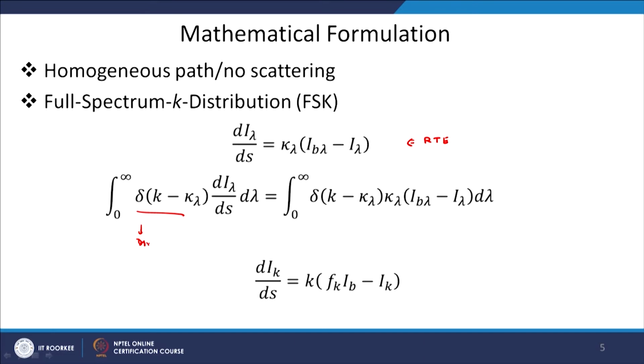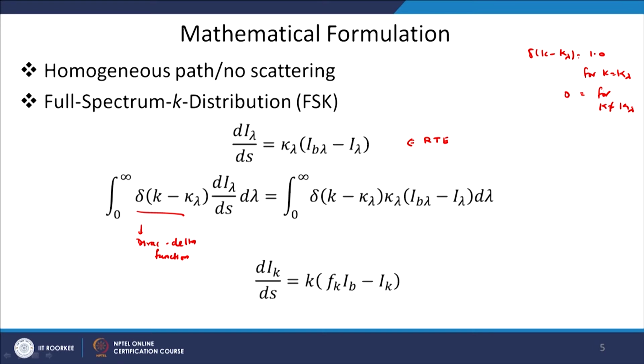spectrum. So, what I will do is multiply the RTE by a function called the Dirac delta function. Now, the Dirac delta function is a discrete function where delta(k minus kappa lambda) is equal to 1 for k equal to kappa lambda, and it is equal to 0 for k not equal to kappa lambda. This function we multiply the RTE with, and then we integrate over the entire spectrum, both sides, left hand side and right hand side.